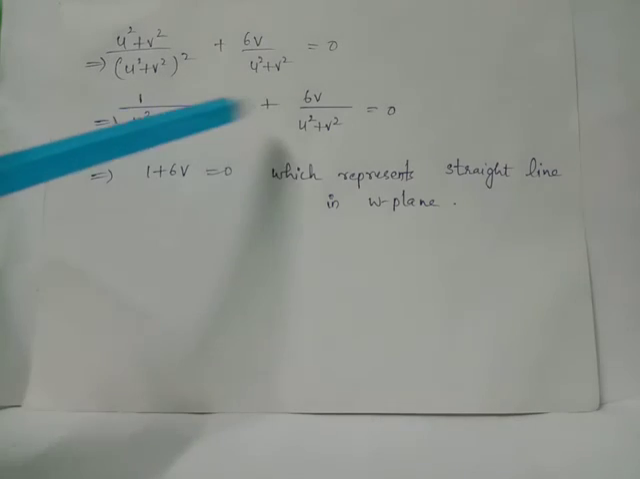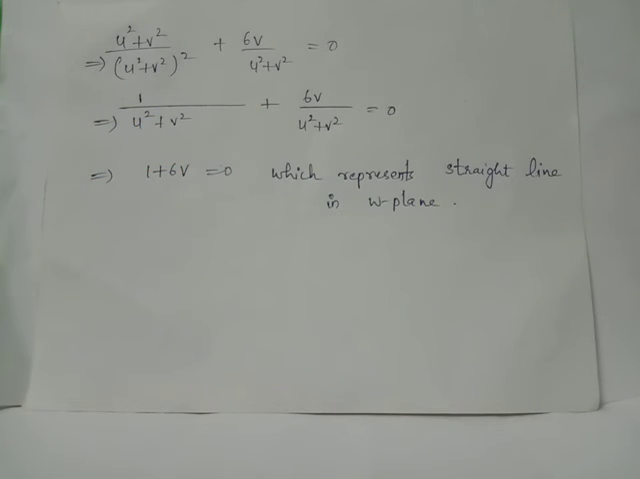Now, these two terms can be grouped because they have common denominators. We have 1 plus 6v upon u square plus v square equals 0. When we multiply u square plus v square with 0 on the RHS, we have 1 plus 6v equals 0, which is of the form ax plus by plus c equals 0, which is the general equation of a straight line lying in the xy plane. Here, since we obtained 1 plus 6v plus 0u equals 0, this represents the equation of a straight line in the uv plane or the w plane, which is the desired image of the equation mod z minus 3i equals 3 under the transformation w equals 1 by z.